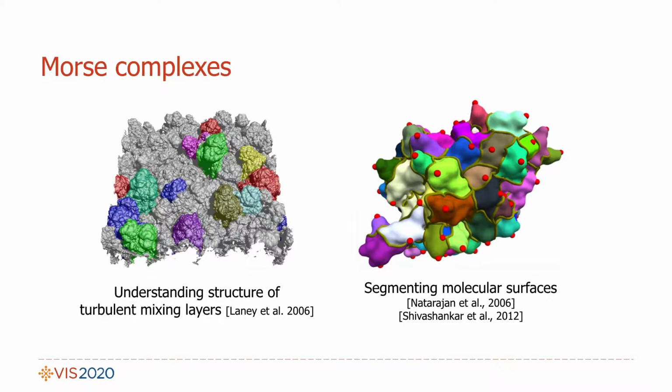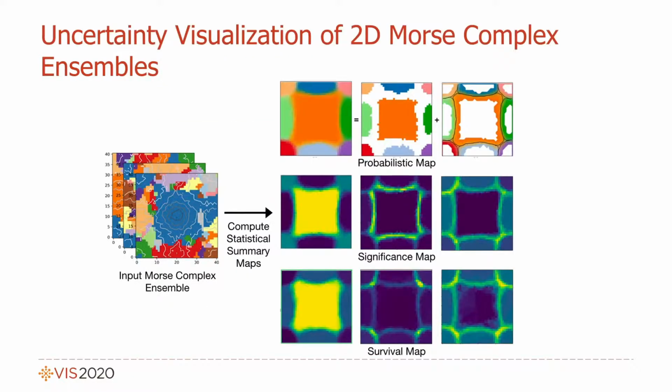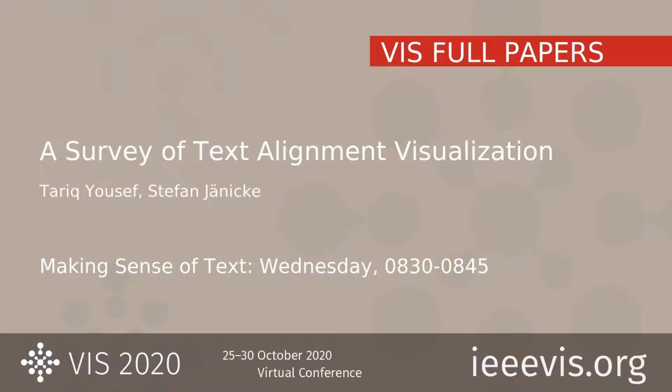Morse complexes have shown a great utility in understanding the topology of complex scientific datasets. The noise in the scalar field, however, can significantly distort the Morse complex topology. Hence, we study the extraction of Morse complexes for ensembles of noisy scalar fields through their uncertainty visualization using our proposed statistical summary maps.